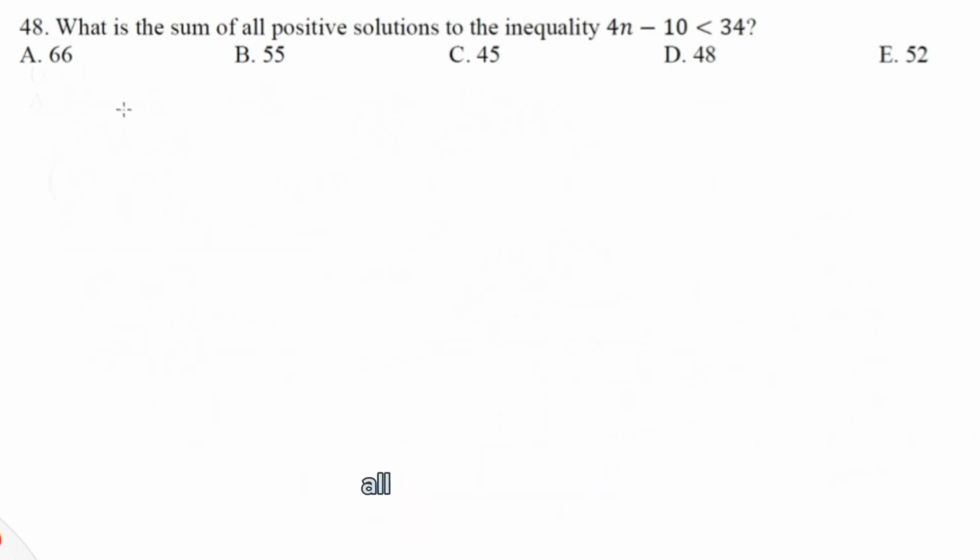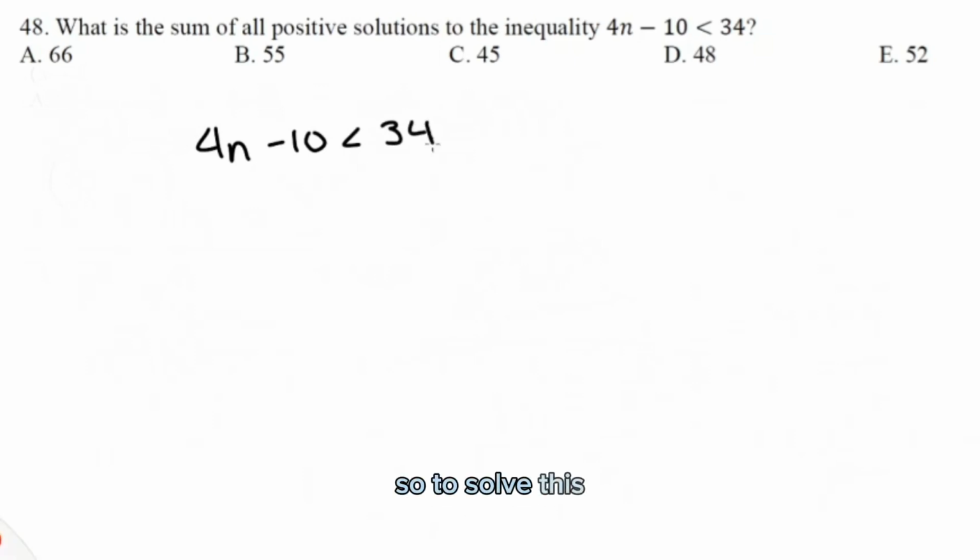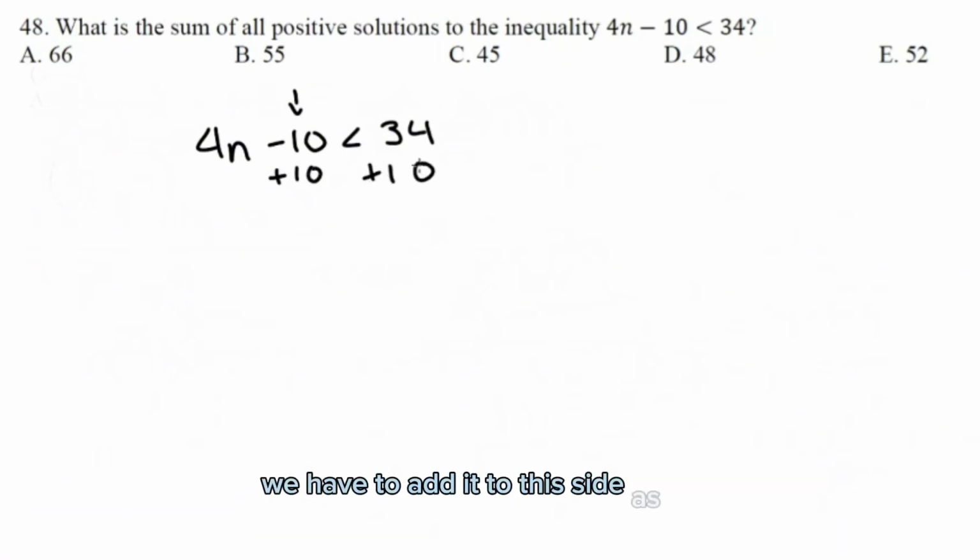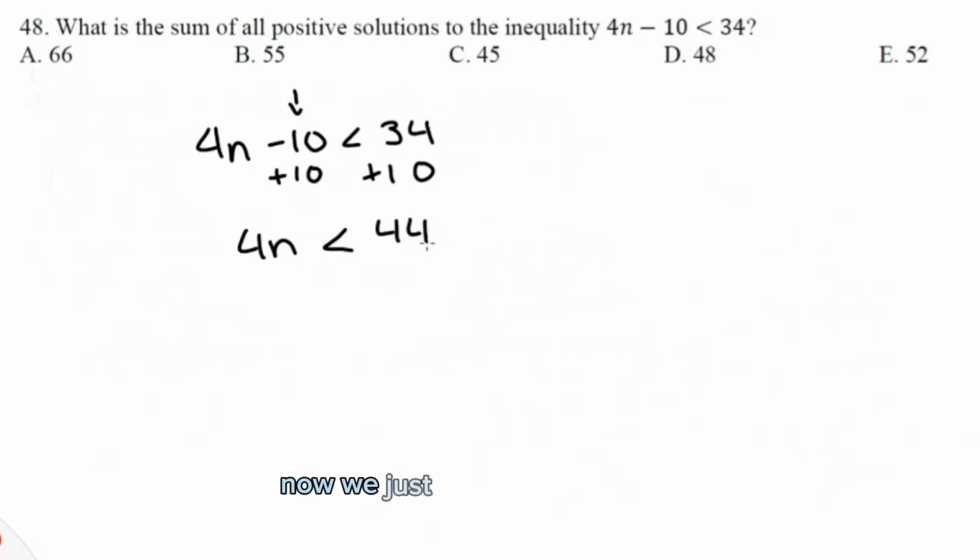Next, number 48. What is the sum of all positive solutions to the inequality 4n minus 10 is less than 34? Alright, this is actually a pretty simple problem. So we have 4n minus 10 is less than 34. To solve this, all we have to do is get n by itself. The first step is canceling out this negative 10 by adding 10 to this side. When we add 10 to this side, we have to add it to the other side as well. So now this becomes 4n is less than 34 plus 10, which is 44. Now, we just want n by itself.